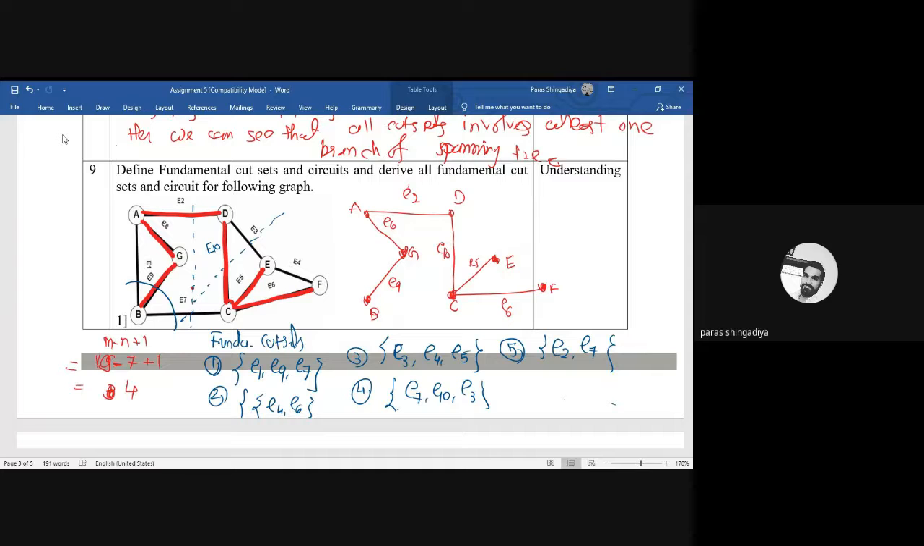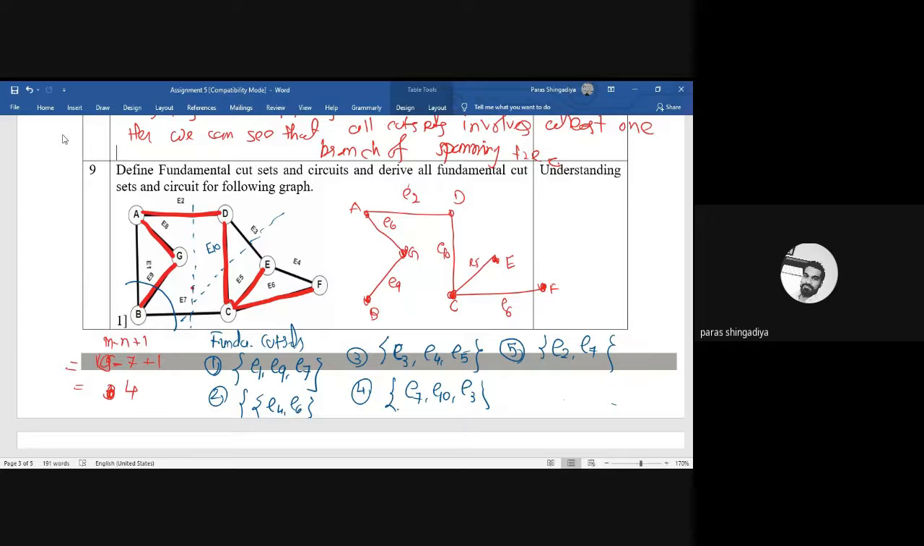I think most of the answers we have covered. There is no possible more answer. Clear? That answer is as per this spanning tree. For this spanning tree. If I change the spanning tree, then all these answers will be modified. They will be replaced. It will be changed.